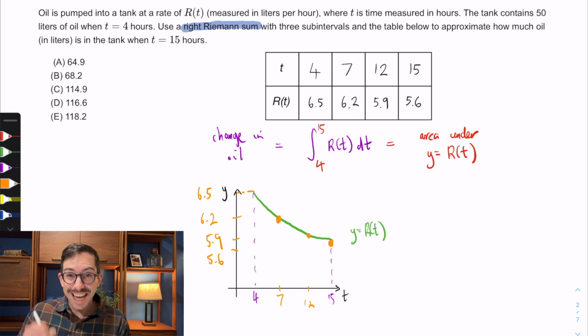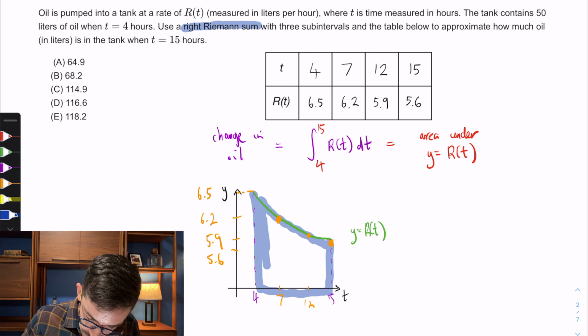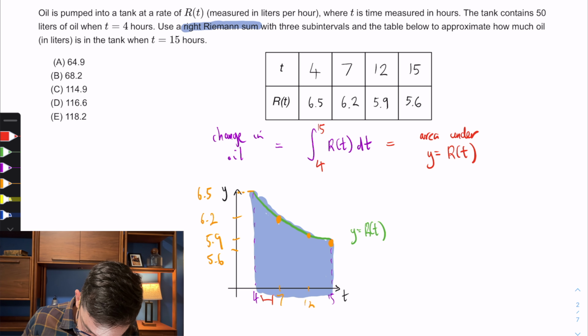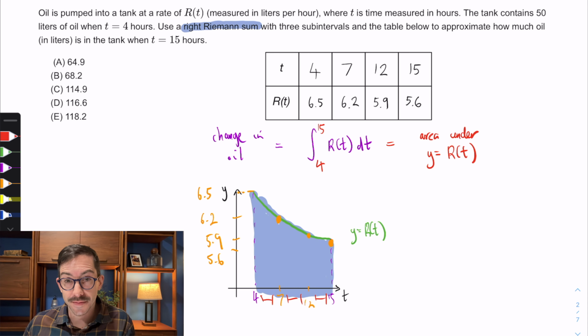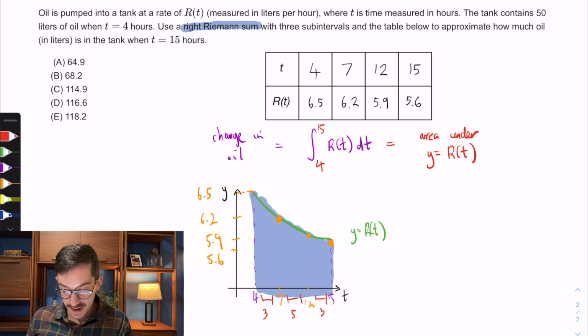So to figure out the area under this curve, which would give me the actual precise increase in oil volume, I'm being told to use a right Riemann sum with 3 subintervals. A Riemann sum is just going to be sums of areas of rectangles. The right part tells me to use the right-hand endpoint of each subinterval. So I have my 3 subintervals, 4 up to 7, 7 up to 12, and 12 up to 15. Those are going to be the bases of my rectangles. So those bases are length 3, 5, and 3.